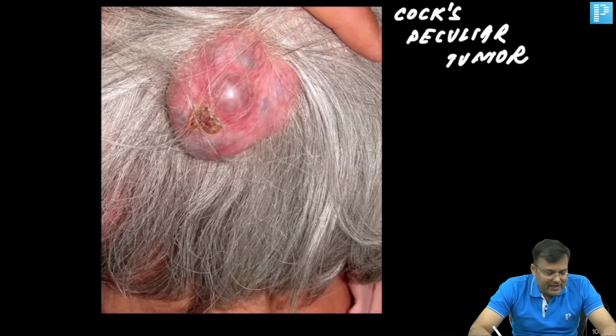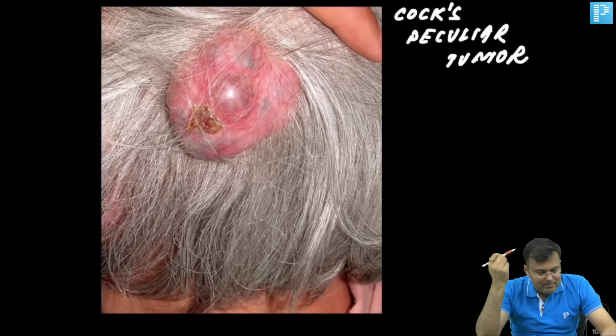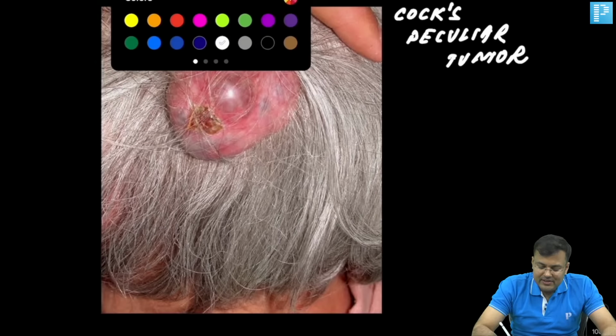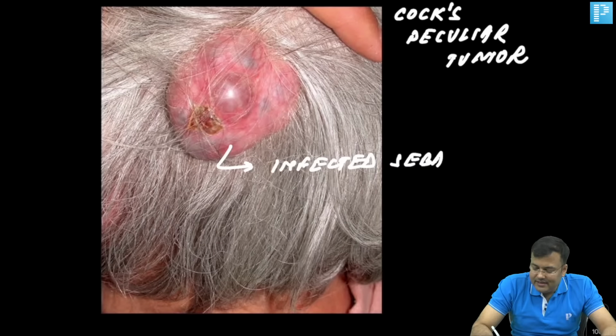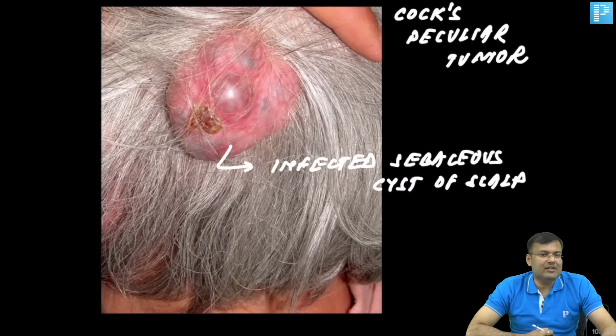It's carbuncle, very bad. Carbuncle की position क्या होती है? Carbuncle is seen over the nape of neck in diabetic patient. ये scalp में है. Cock's peculiar tumor. This is infected sebaceous cyst of scalp. Infected sebaceous cyst. So guys, this is infected sebaceous cyst of scalp. Sebaceous cyst of scalp. Clear? Cock's peculiar tumor. One liner question.